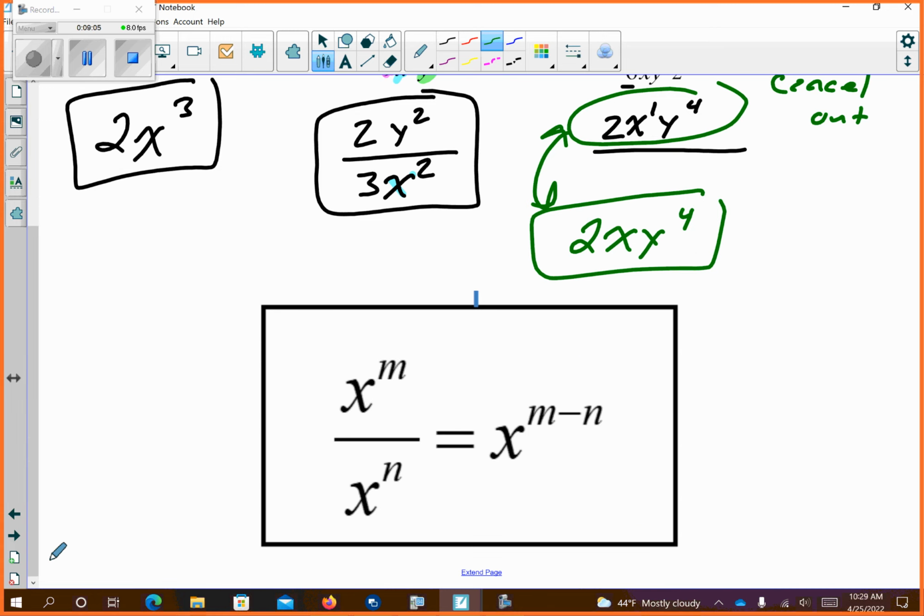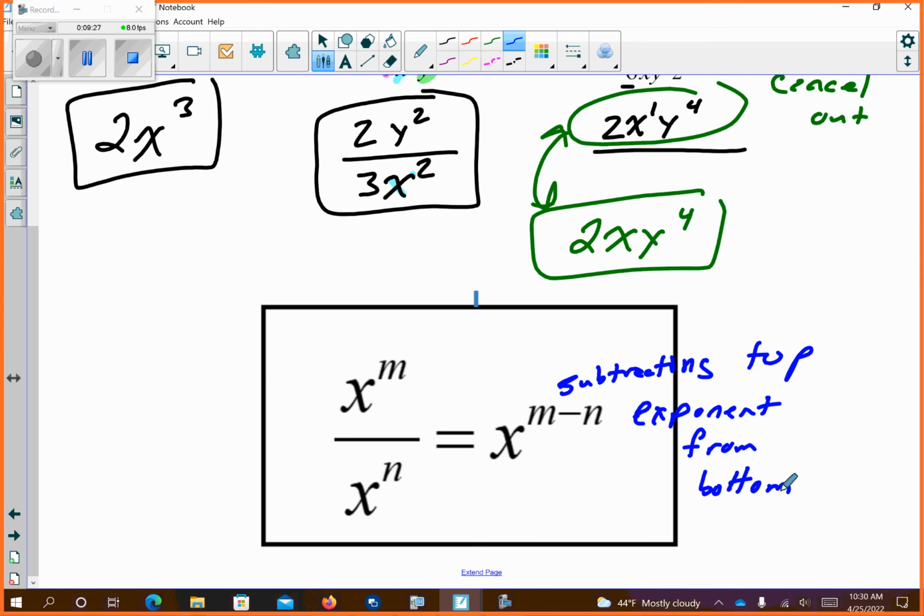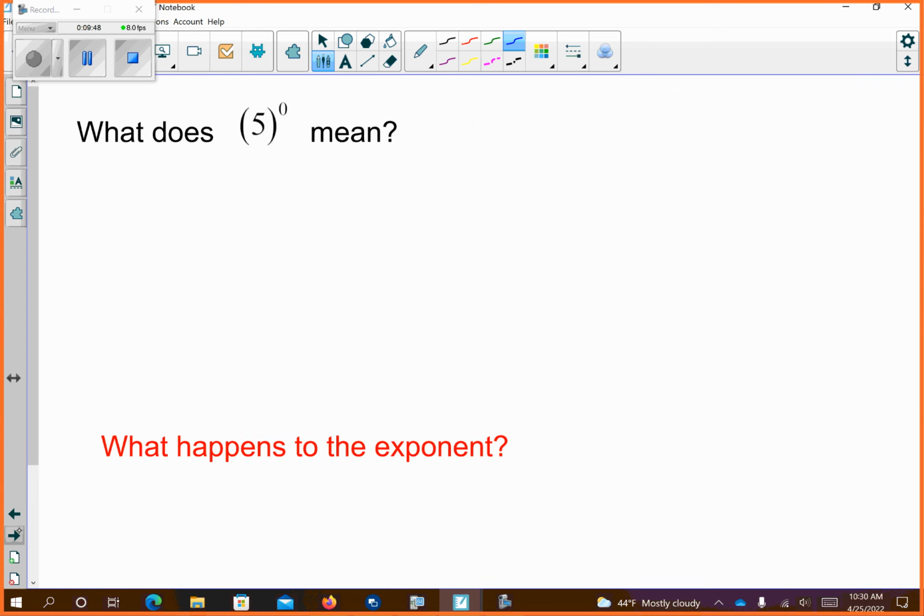So in reality, what's actually taking place is we are subtracting the top exponent from the bottom. Okay, that's basically what's taking place. I like the tug of war. It makes sense to me, and I think it makes sense to students. So if you continue just doing tug of war, you're totally fine. But that's really what's taking place. We're subtracting the top exponent from the bottom. But that doesn't tell us what happens if we get a negative exponent. But we'll get there.